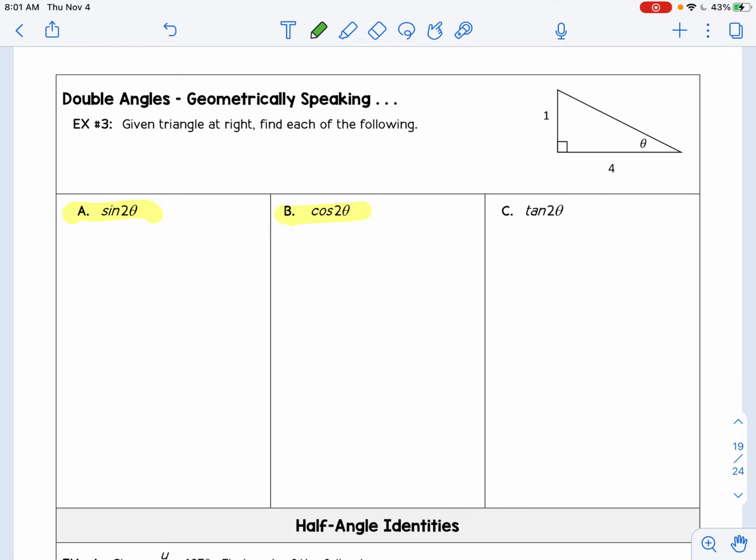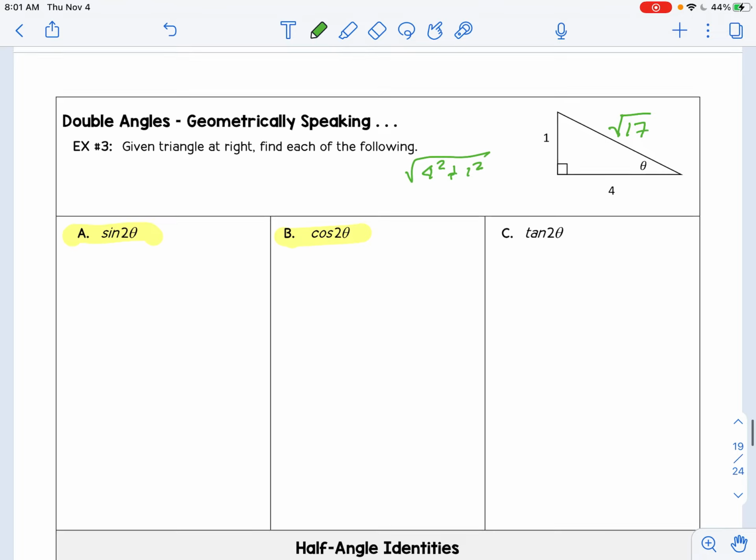Pythagorean theorem. 4 squared, 16. 1 squared, 1. We leave it as a radical. Everybody agrees the square root of 17 is what that would be. So square root of 4 squared plus 1 squared. Now, once I have that, let's look at sine of 2 theta.